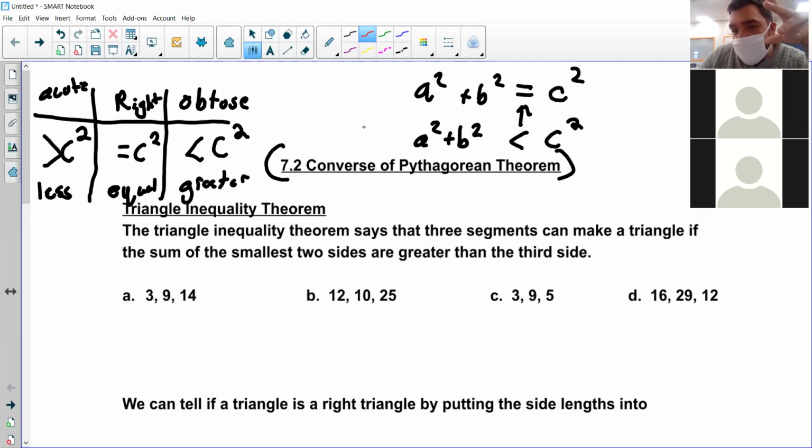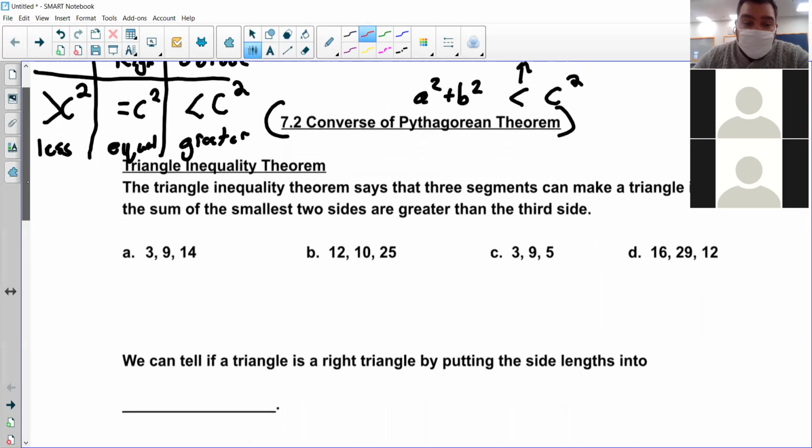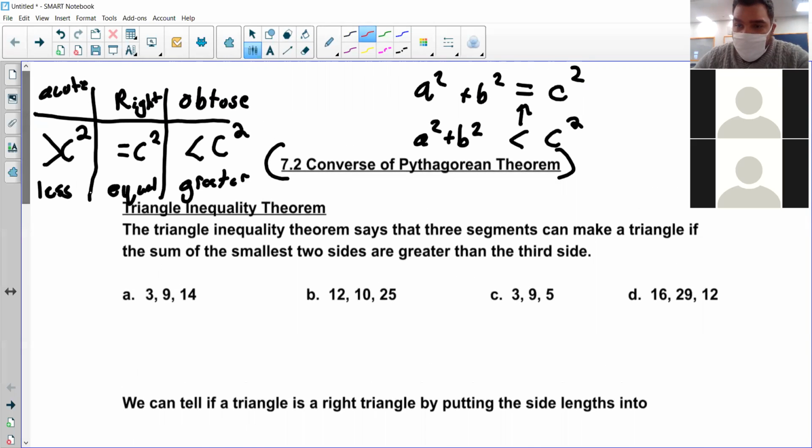So yesterday we practiced, is it a right triangle? Now what we're going to be able to tell is not only if it's a right triangle, is it an acute, a right, or an obtuse triangle? So now we're going to be able to identify no matter what the situation is. So let's start with A over here, okay? We have 3, 9, 14. Remember the rule, C is always the largest number. So the C here is 14.